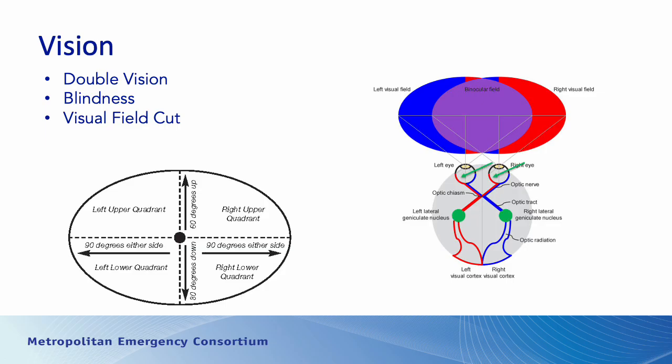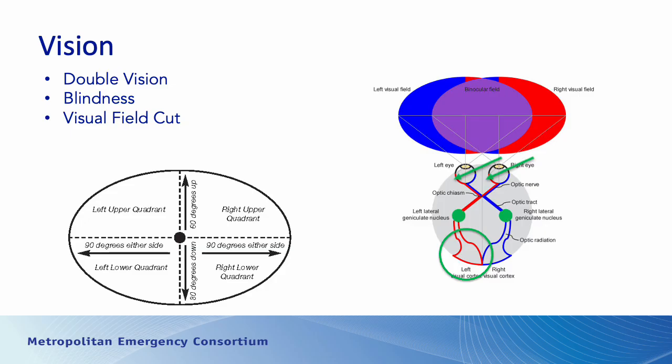If you look at my arrows here, light coming in from the patient's right side is going to strike the left side of each eyeball, and that light is going to go by way of the nerves outlined in red to the left occipital cortex, which is the left visual cortex.